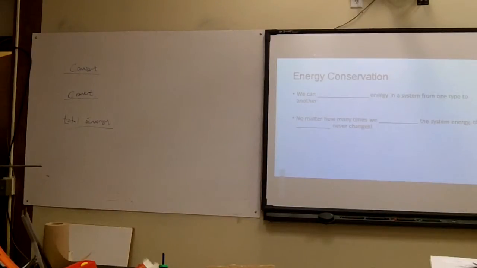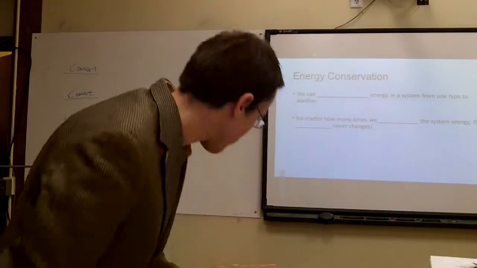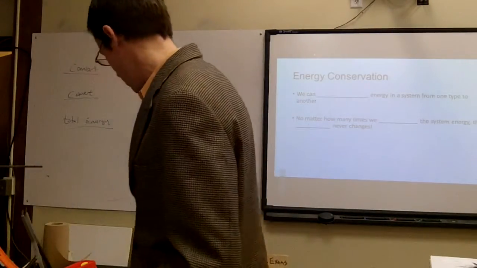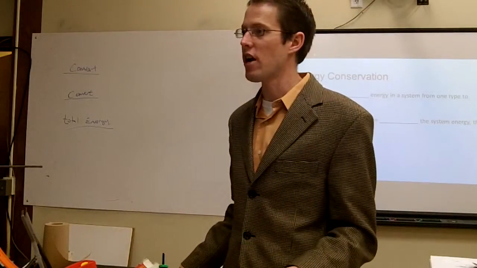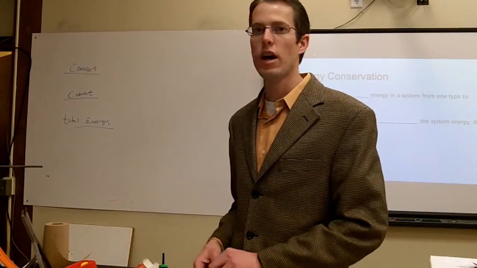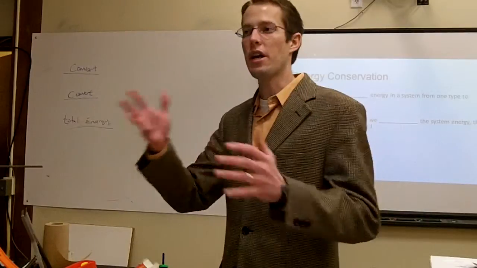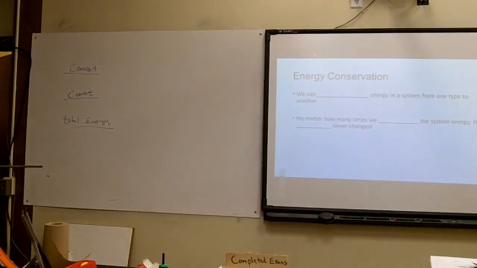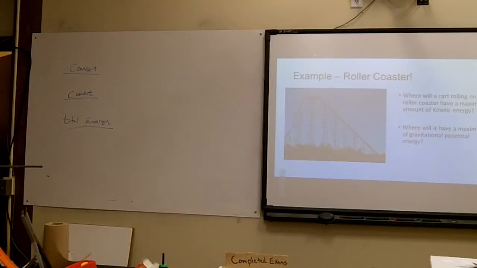So when we let Luigi go down our little ramp, when he's at the bottom of the ramp, he definitely doesn't have gravitational anymore, does he? What kind does he have? Okay, we converted. That's the idea of converting. The total doesn't change. We're going to represent that, just like we just talked about with the Luigi example.